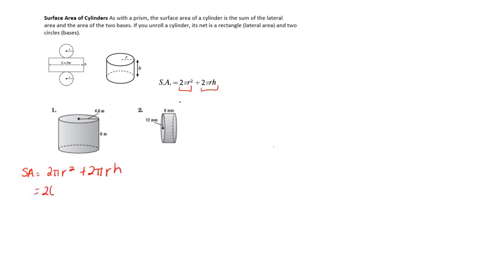So it's 2 times 3.14. The radius is 4.6, squared, plus 2 times 3.14 times the radius, whoops, that's not the radius, 4.6 times the height of the cylinder, which is 6. Right? And when you put that in the calculator, you should get 306.2 meters squared.